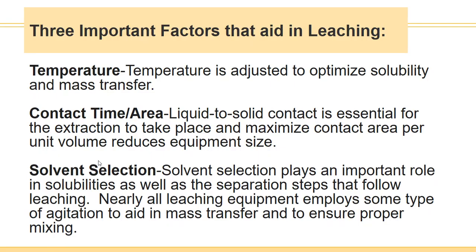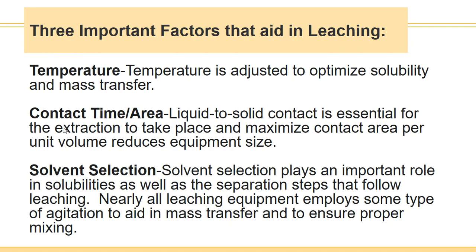Now, with the three factors considered in leaching, we are to look into first temperature, because this one is very important, just like the area and the contact time needed. So temperature here is adjusted to optimize. So it has something to do with recovery, enhancing the percentage of recovery. So that is why the purpose is to optimize solubility and mass transfer. That's the purpose of operating leaching at an elevated temperature.